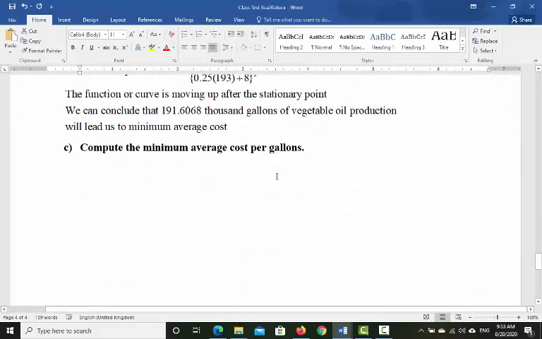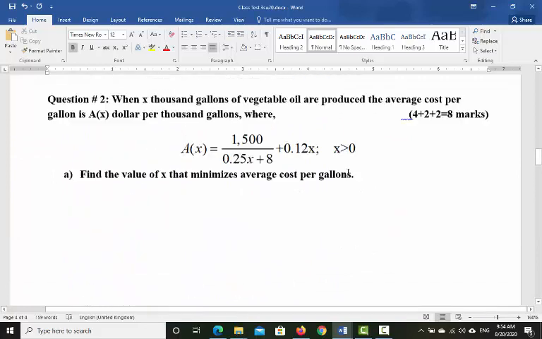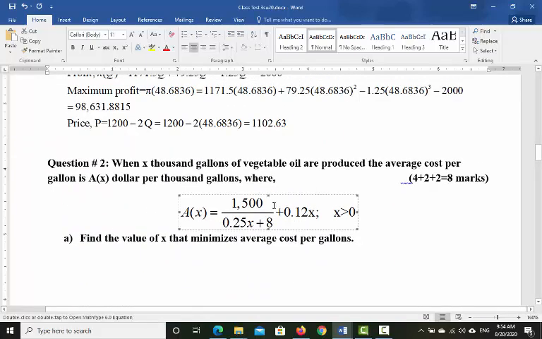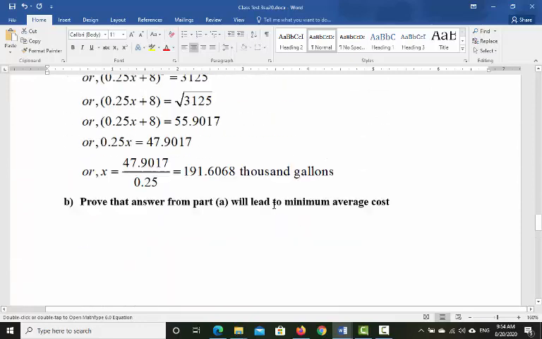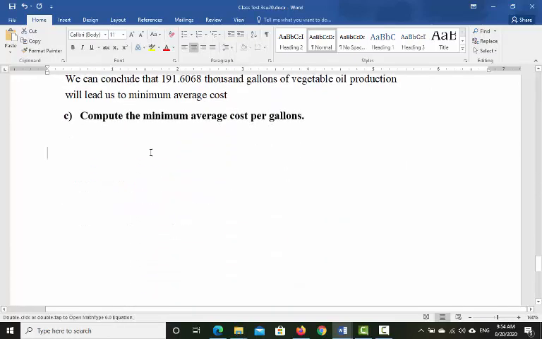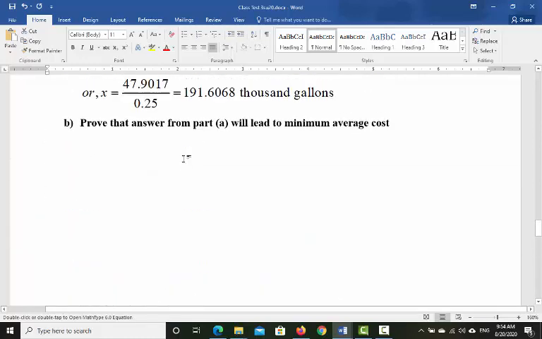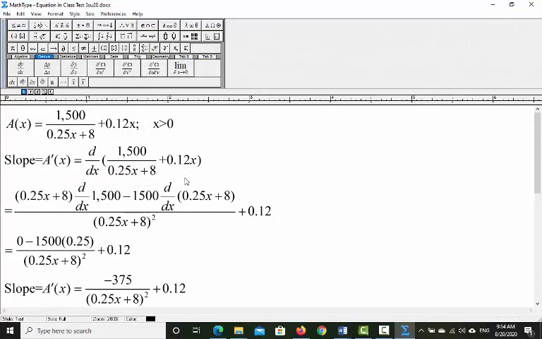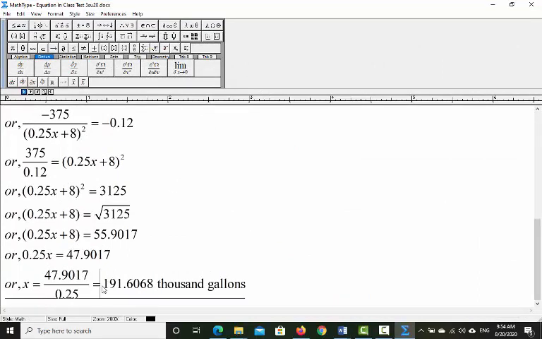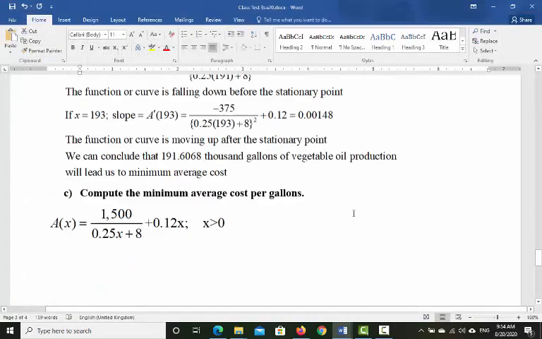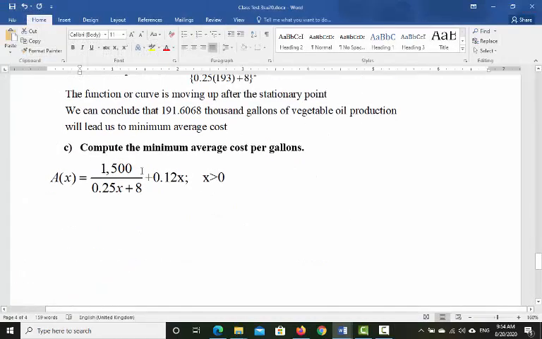Now the question is asking to compute the minimum average cost. This is the average cost function, and we need to find the minimum average cost. We have already proved that when the value of x is 191.6068 thousand gallons, the average cost will be minimum.